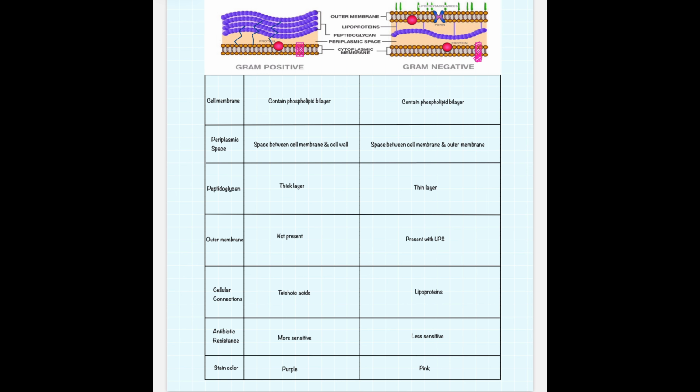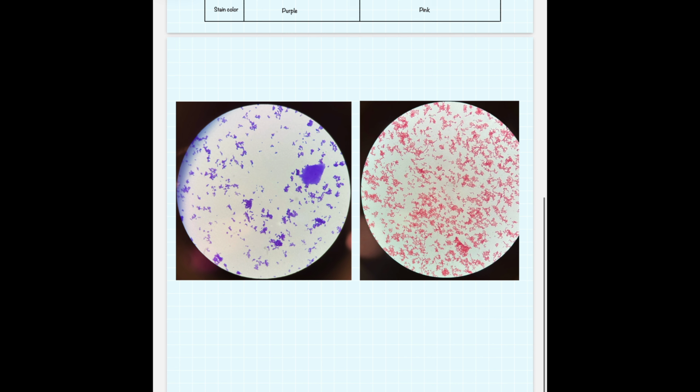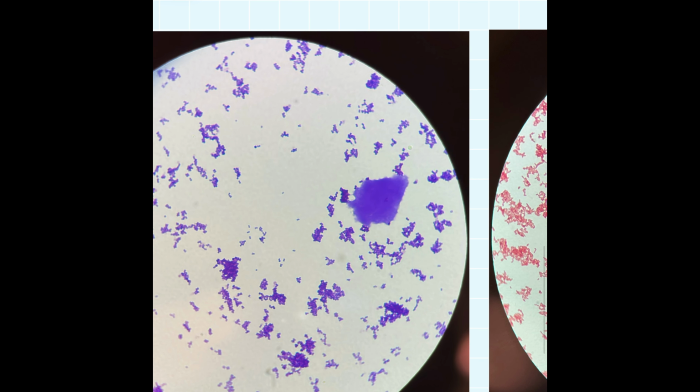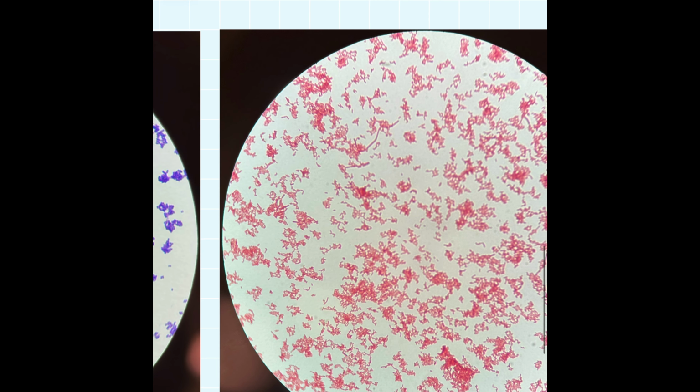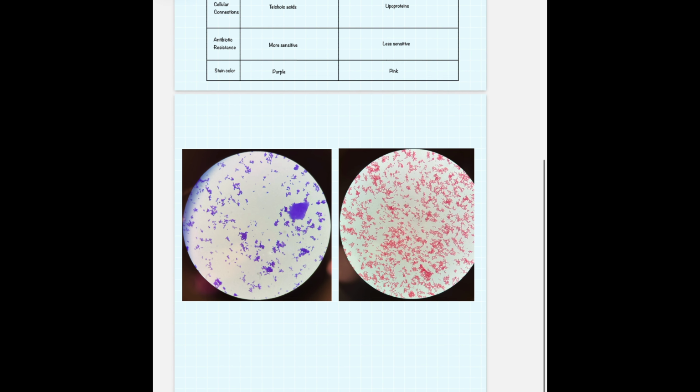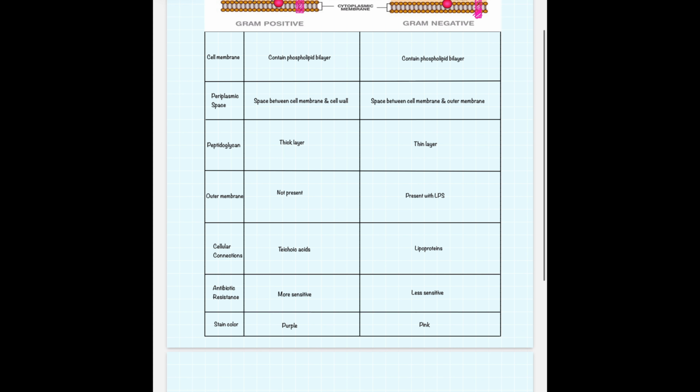I have some original photos for you guys so you can distinguish between the two. On the left-hand side, you can see that I have these coccus-shaped bacteria that are staining purple. This is because these guys are gram-positive. And on the right-hand side, we have some pink bacterial cells that are bacillus or rod shaped, and these are gram-negatives.